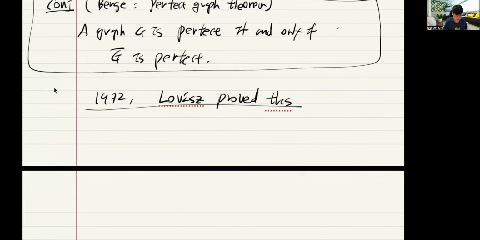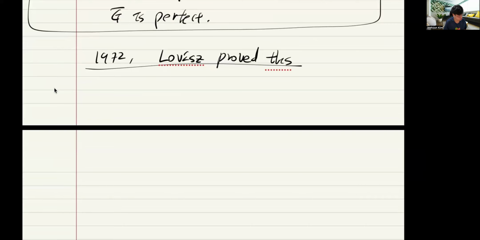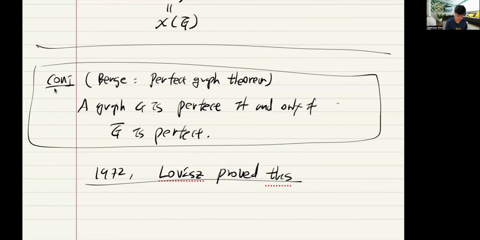Okay, and yeah, I want to discuss the proof of this perfect graph theorem. So I will present a proof which was not discovered by Lovász. There is a shorter proof discovered later, and I want to talk about that. And maybe because I don't want to make this video too long, let me break it here, and then I will prove this theorem in the next video.